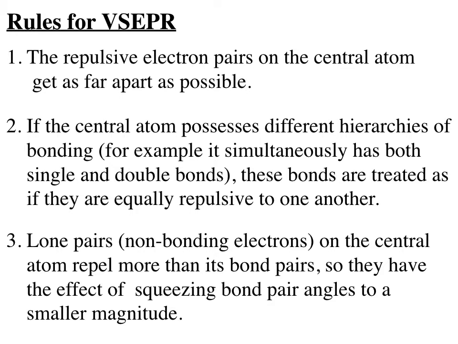So if a central atom, say, has one double bond and 2 single bonds, or a central atom has one double bond and 1 single bond, we're not going to say that the double bond is more repulsive than the single bonds. The double bonds and single bonds repel exactly the same. Same thing would be true if it has 1 single bond and 1 triple bond. Now, why would we make a claim like that? It would seem like there are way more electrons, and of course the one with more electrons would be pushier.